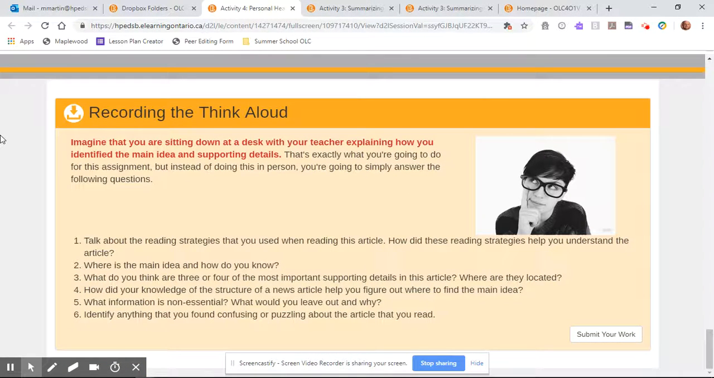You're going to imagine that you are sitting down with me at a desk explaining how you identified the main idea and the supporting details. So you're going to talk me through your process of reading this activity. This is exactly what you're going to do in this assignment, but instead of doing it in person, you're simply going to answer the following questions. There are 6 questions I'm looking for.